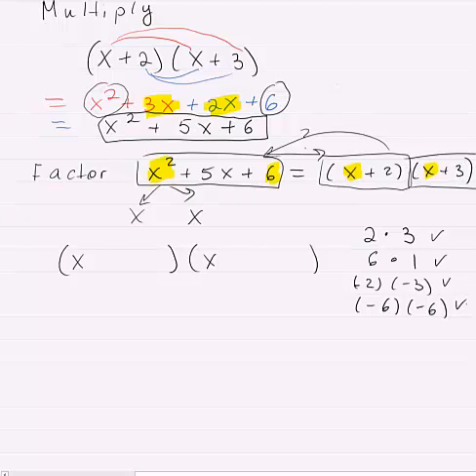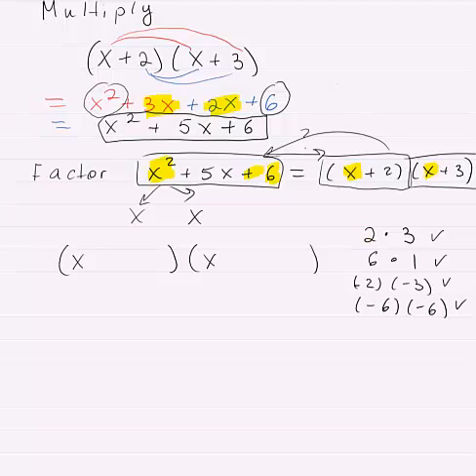Well, look, you want to make sure that when you multiply this term, you're getting a positive 6, right? So therefore, any of those 4 can work. Well, then what you do is that you try and check. So it's like a trial and error sort of business.